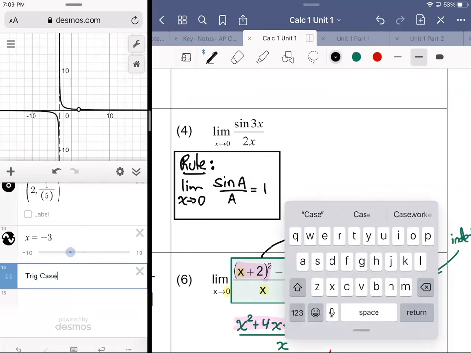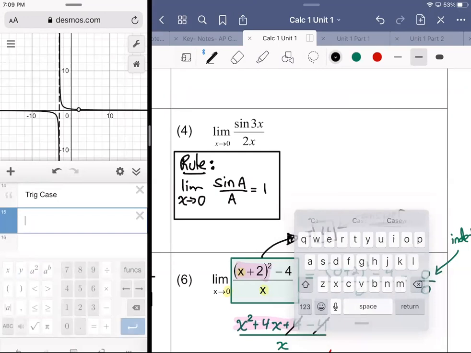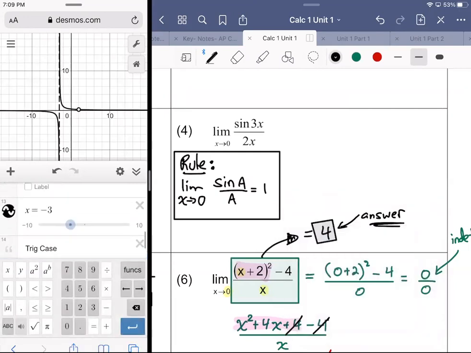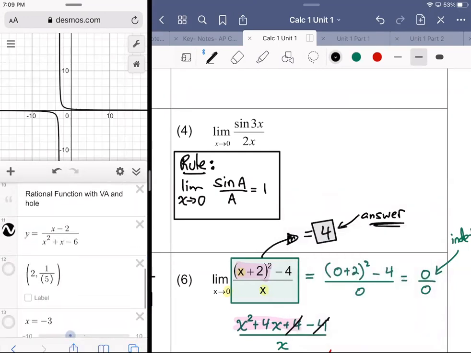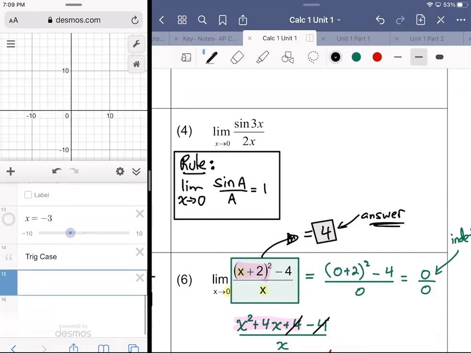I'll come up with a better title for it later. Kind of a placeholder for now. All right, so let me turn off this. I'm going to make folders. I'm going to make it all a little more user friendly.